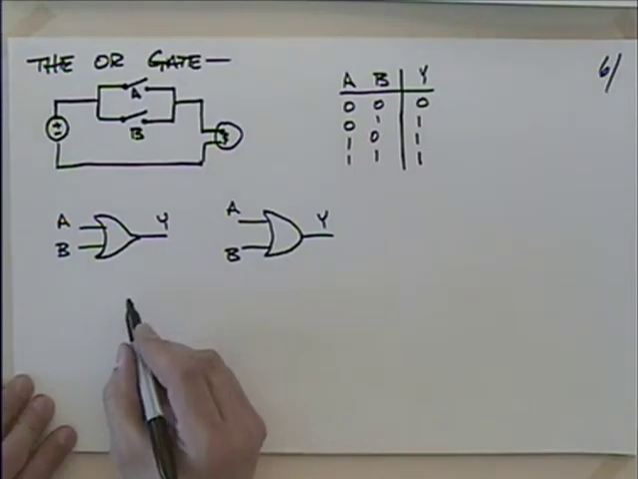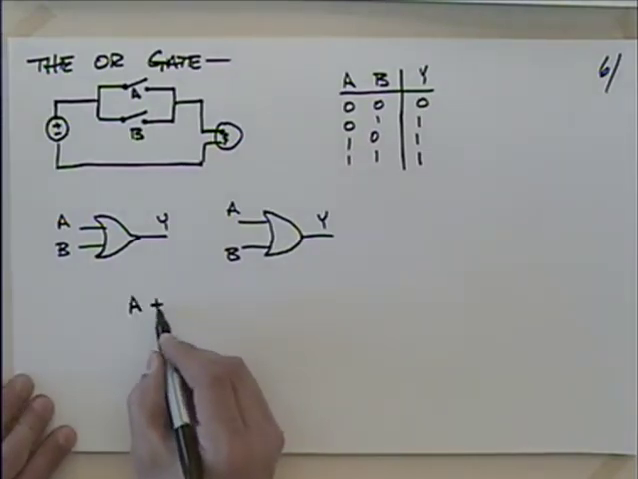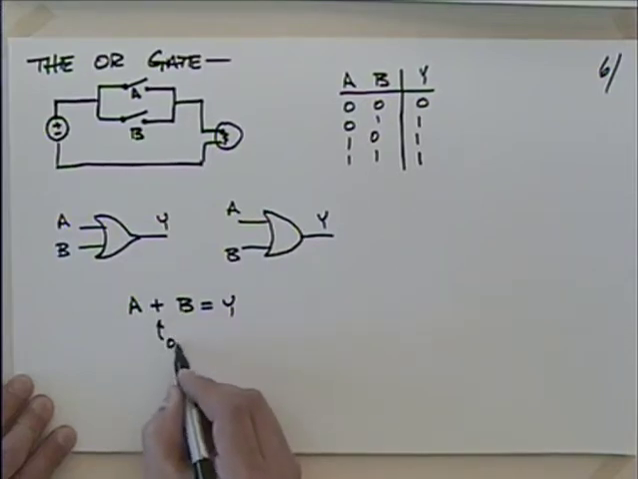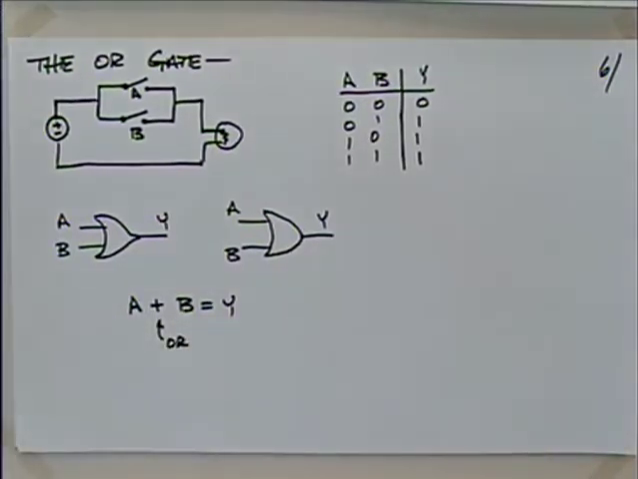What's your Boolean expression look like? A or B is equal to the output. So there's your symbol for or. And we tend not to omit that one. While we'll omit the and read it in context, we usually don't omit the ors.